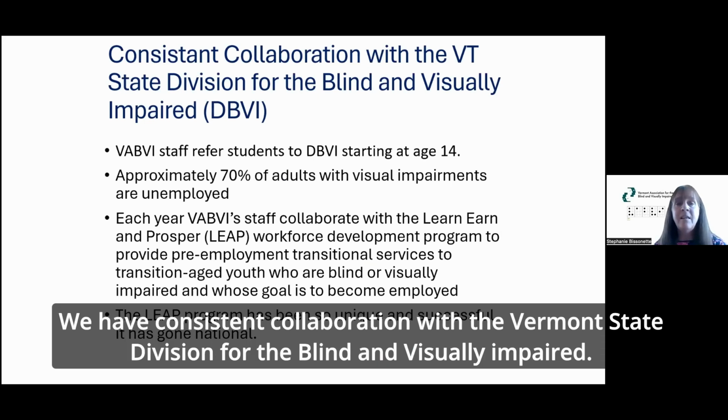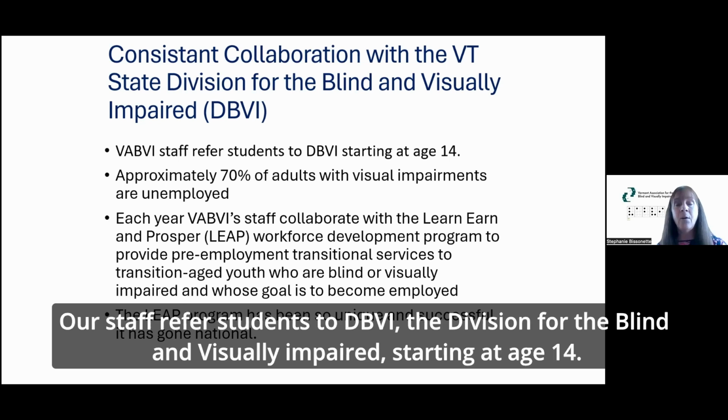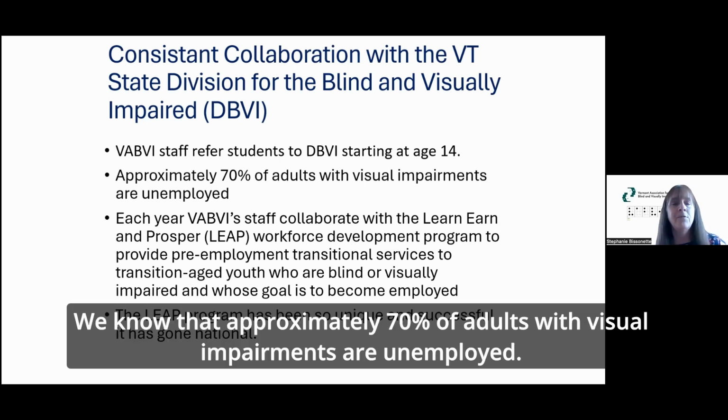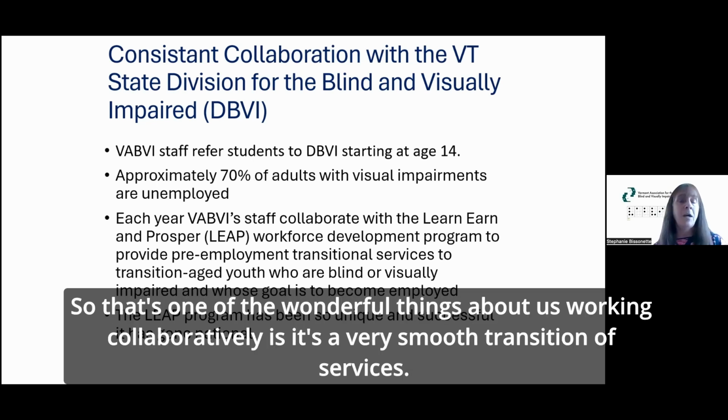We have consistent collaboration with the Vermont State Division for the Blind and Visually Impaired. Our staff refer students to DBVI, the Division for the Blind and Visually Impaired, starting at age 14. We know that approximately 70% of adults with visual impairments are unemployed. So that's one of the wonderful things about us working collaboratively, it's a very smooth transition of services.